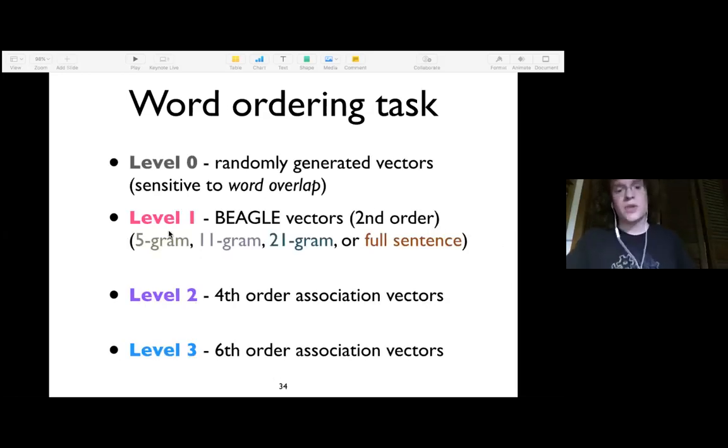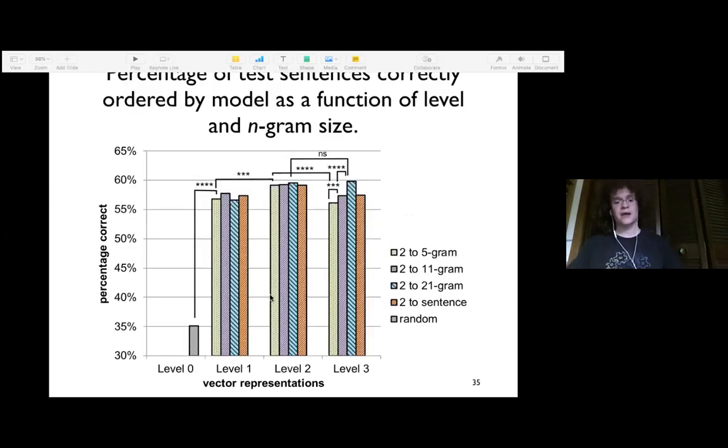I also play with another dimension here, and that's how big the n-grams are that I'm using: 5 gram, 11 gram, 21 gram, or I go up to a full sentence when I encode the n-grams. And essentially what we find is that there is a big improvement from using standard BEAGLE over random vectors, which means that this task is easier if you know what words mean, not surprising.